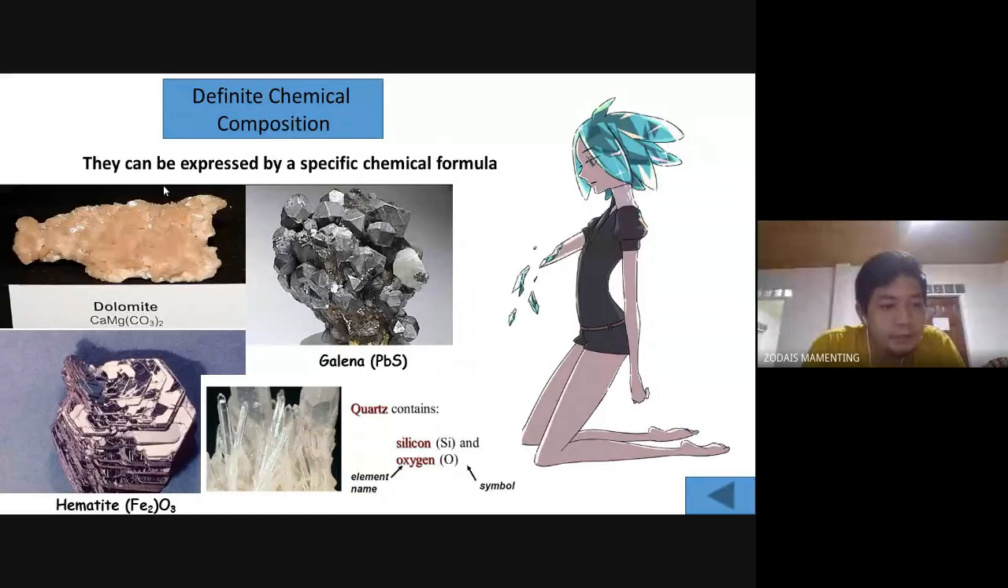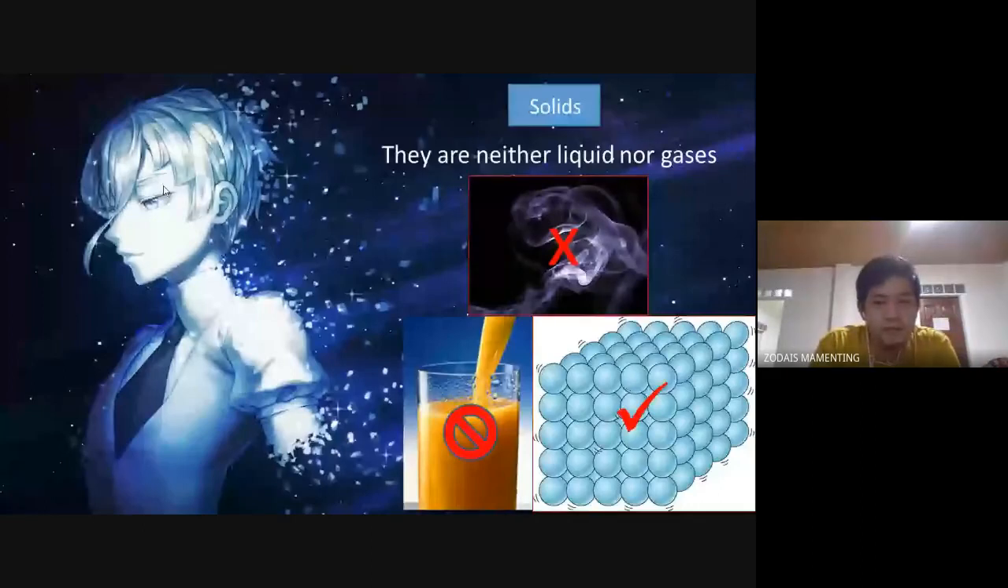Another example is hematite. The chemical formula for hematite is iron oxide. The next is that it is solid, so they are neither liquid nor gases. So all minerals are solid.